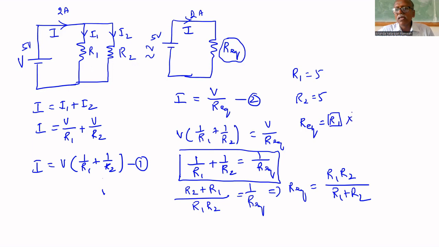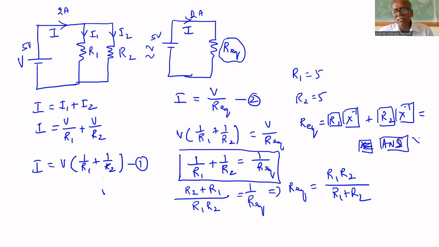Therefore, in the calculator, R1 value, X inverse, plus R2 X inverse, then press equal, and you will get something, say X. This is the answer. Again, you have to press X inverse and equal to, and you will get the R equivalent. With any number of resistances, say 5, you can quickly calculate the R equivalent. Suppose there are 3 resistances. What is the R equivalent?